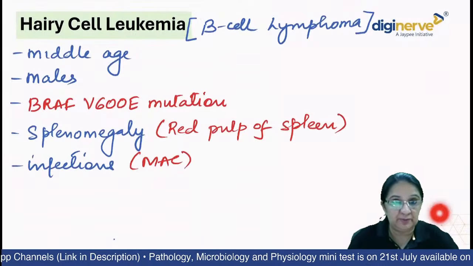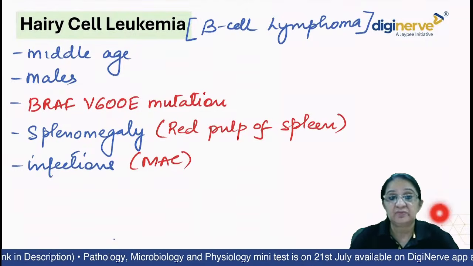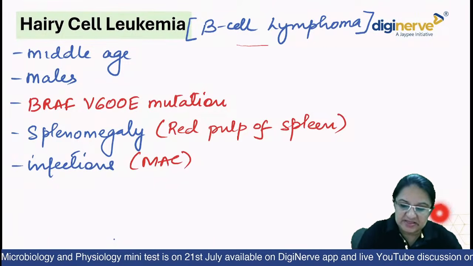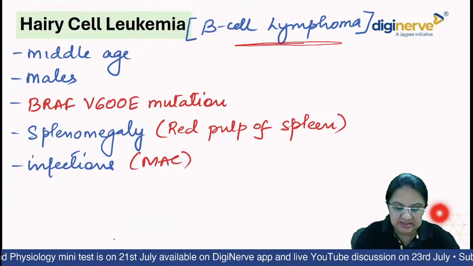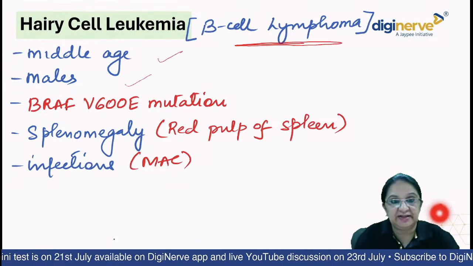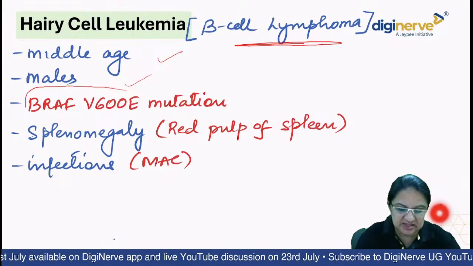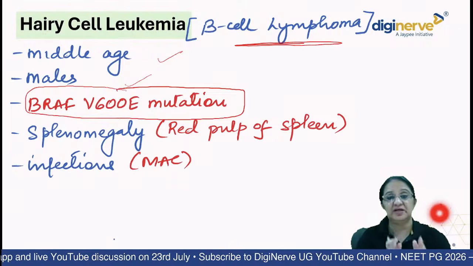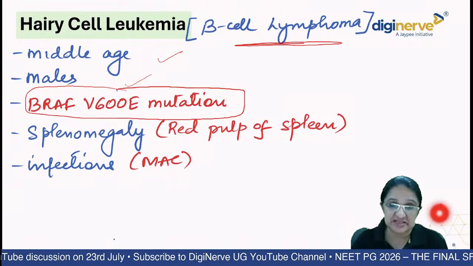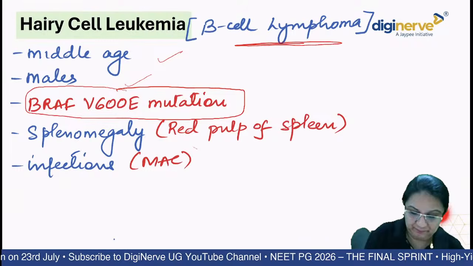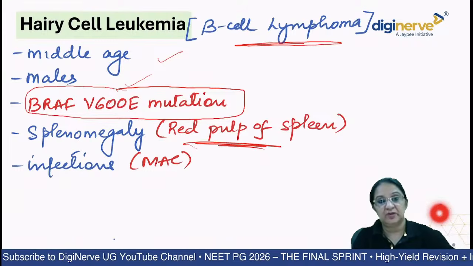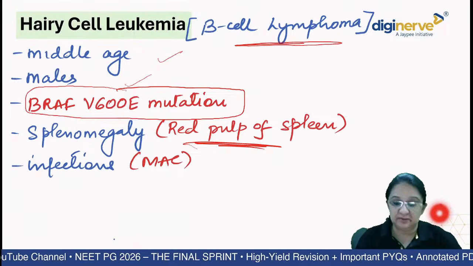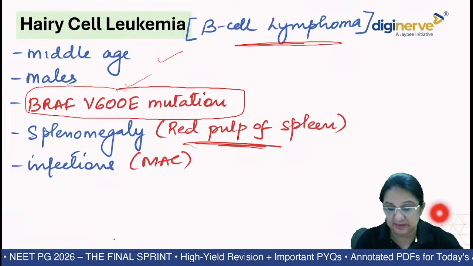Now coming to a very important one, hairy cell leukemia. Please note it is a misnomer. It is not a leukemia. It's a B cell lymphoma predominantly seen in males in middle age, and the genetic defect here is the BRAF V600E mutation. The patients do present with splenomegaly, and please note in hairy cell leukemia, the red pulp of the spleen is affected, whereas in all the other lymphomas, the white pulp is involved.